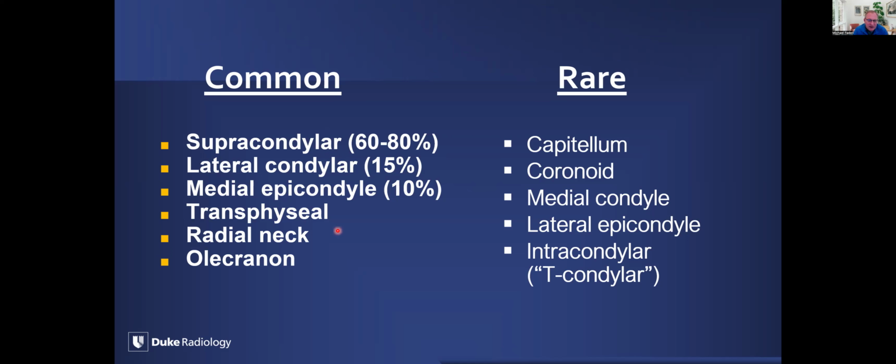I don't know if I've actually called it transphyseal fracture. We see radial neck fractures not infrequently. We'll see an example of that. On occasion, we'll see olecranon fractures. And I would say the remainder of the fractures are pretty uncommon. On occasion, we'll see a coronoid process fracture where the tip of the coronoid is fractured.